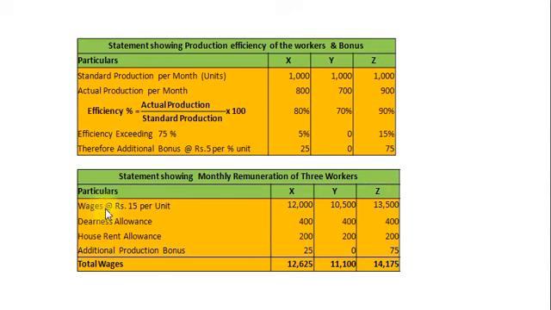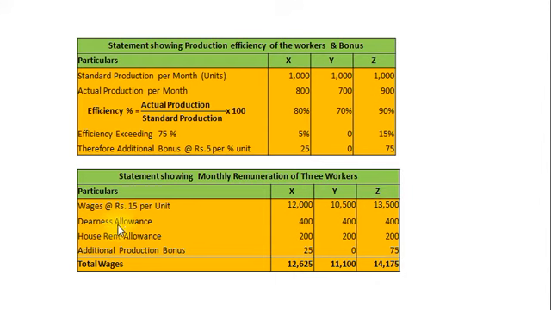First, wages rupees 15 per unit produced. So in case of X, 800 units multiply 15, it is 12,000. In case of Y, 700 units multiply 15, rupees 10,500. In case of Z, 900 multiply rupees 15, that is 13,500.